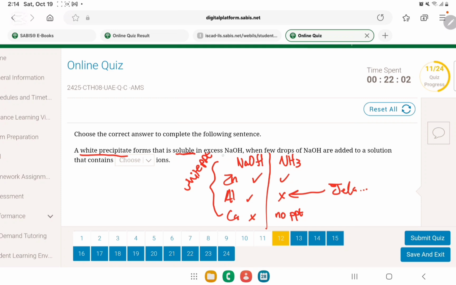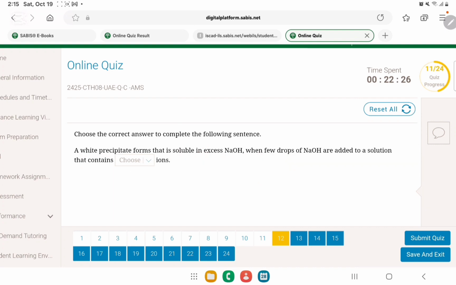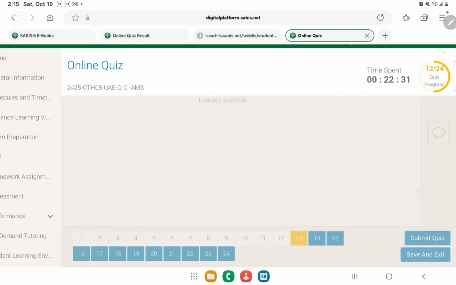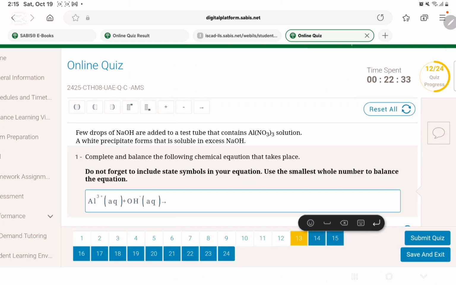Okay, so let's see the given. It is soluble in excess NaOH. By the way, a tick means it dissolves in excess, soluble in excess. So here they said soluble in excess. The only thing that isn't soluble in excess NaOH is Ca, so we're just gonna cross that out. Anything else? No, they only said that. So it's either Zn or Al. Okay, so let's check which one is in the options. Al. So that's the correct answer, hopefully.